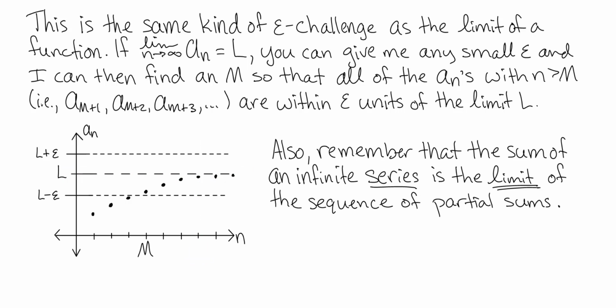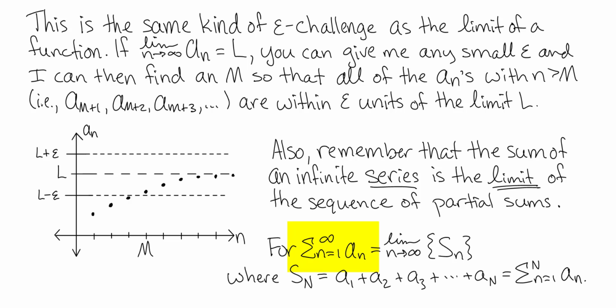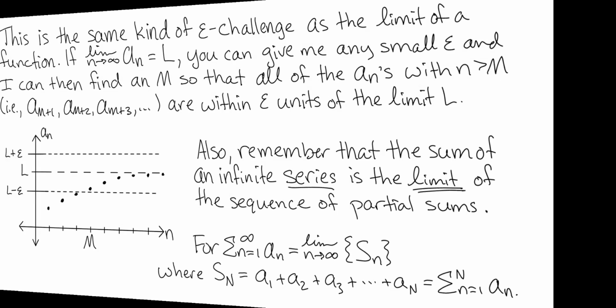Also, keep in mind that the sum of an infinite series is the limit of the sequence of partial sums. So if we have a series as n goes from 1 to infinity of an, that's the limit as n goes to infinity of the sequence of partial sums Sn, where each Sn is just the sum of the first n values. Don't worry about sequences and series right now, but we are going to talk more about limits with horizontal asymptotes and other limits involving infinity in the next lesson.